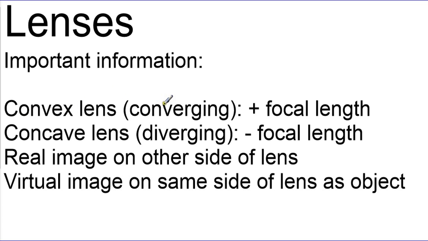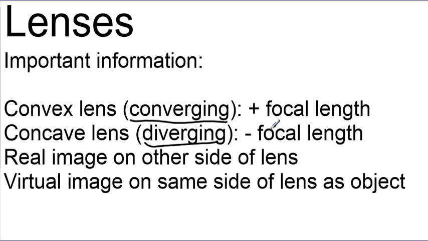We have convex lenses, and for this we're going to use what we call double convex, so it's convex on both sides, and this is going to be what we call a converging lens, and when it's converging, it has a positive focal length. Concave lenses, on the other hand, are diverging, and these are going to be double concave, and these will have a negative focal length.